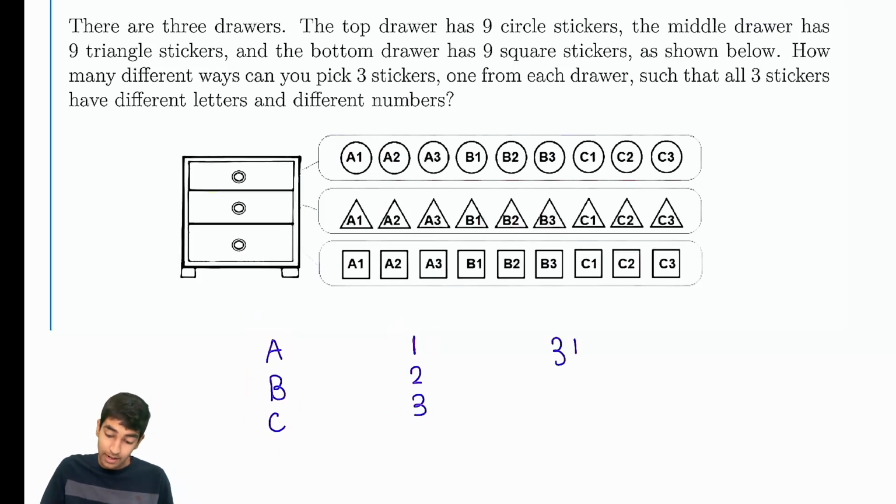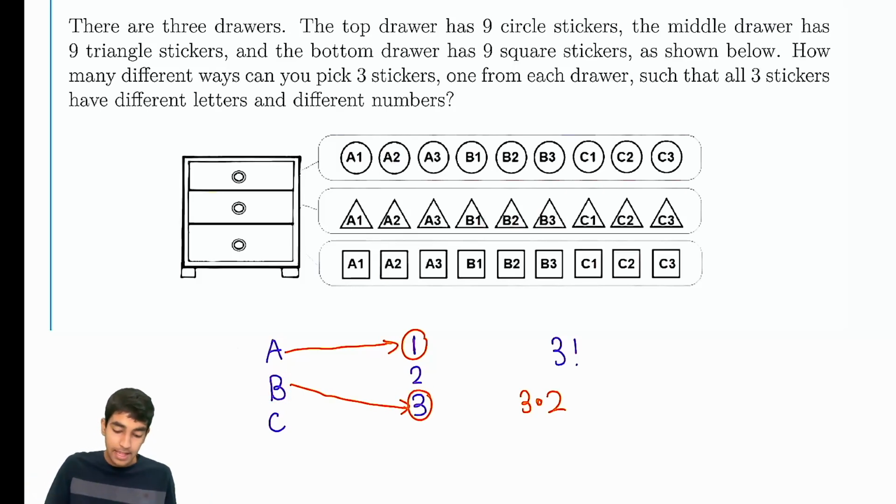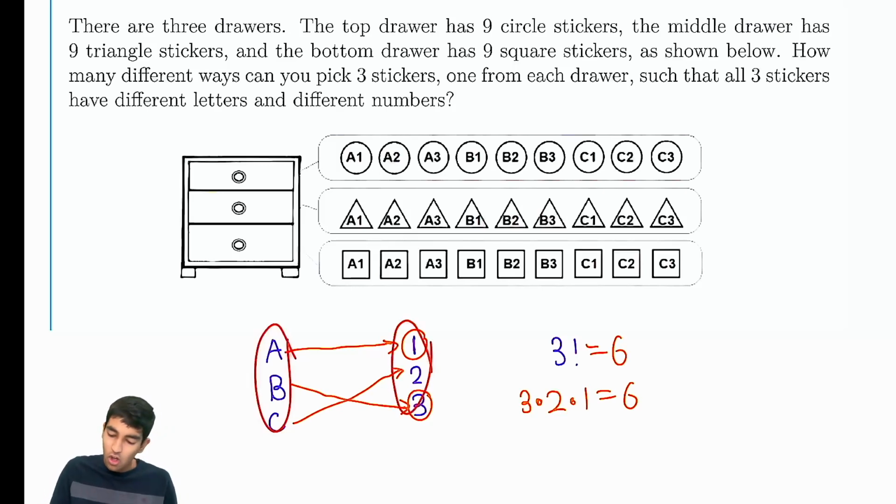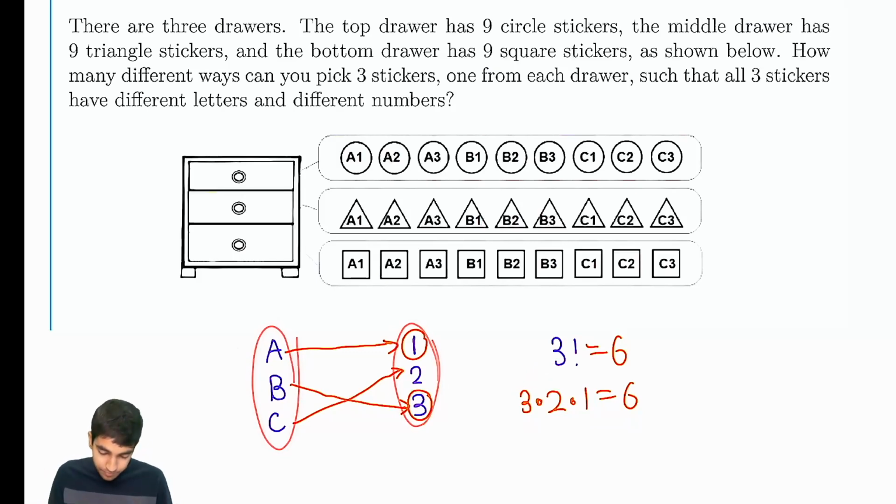Well, it's just 3 factorial, but the reason, if you know, is because the A has 3 choices, right? It can be a 1, 2, or 3. Let's say it's a 1, that's 3 choices. Then the B can be 2 choices, 2 or 3. Arbitrarily, let's pick the 3. Let's say we matched B with 3. And then at the end, C has 1 choice, has to go with 2. That's times 1 way. This is where the 3 factorial comes from. 3 times 2 times 1 equals 6 ways to match up A, B, and C, and 1, 2, 3.